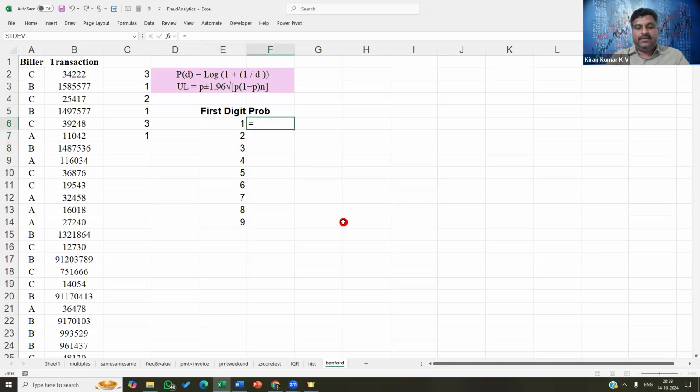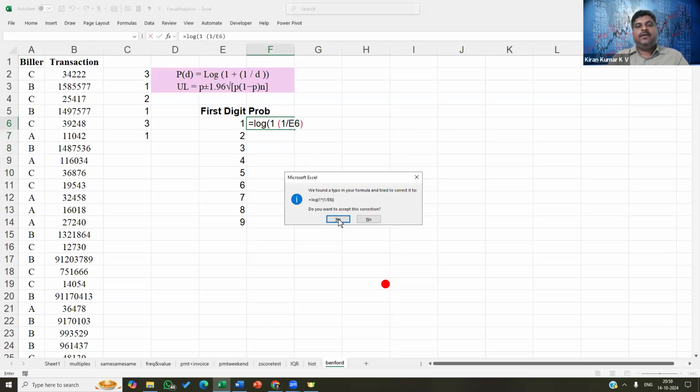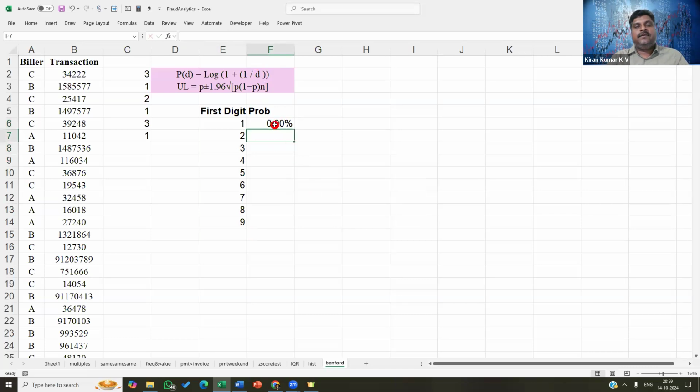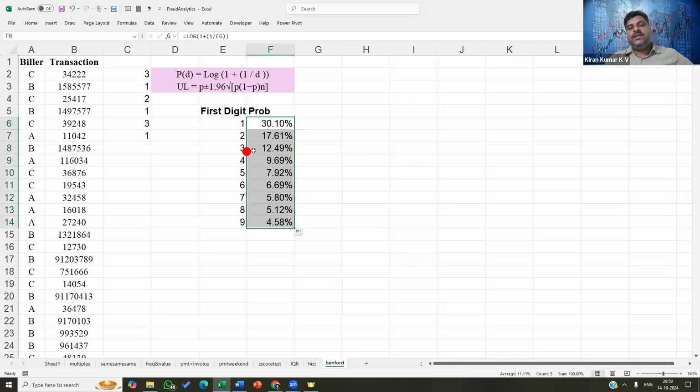So let me take the log of 1 plus 1 divided by the digit 1. You see, 30.10%. So similarly, 17.61%, 12.49%. So what does this mean?